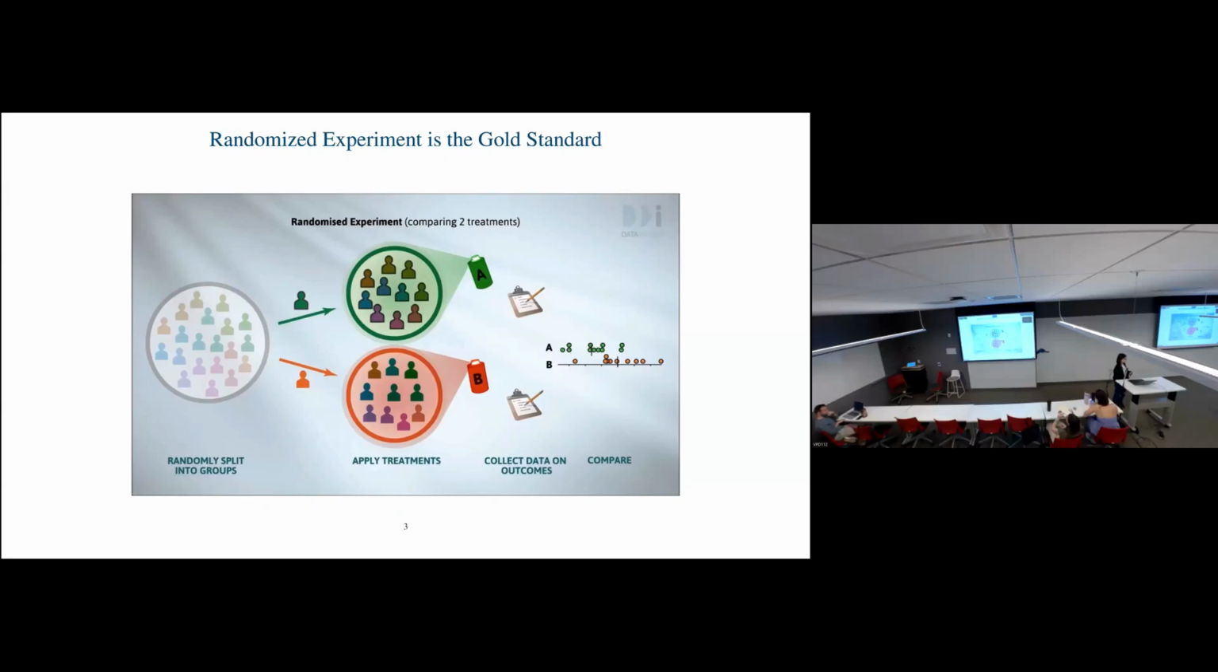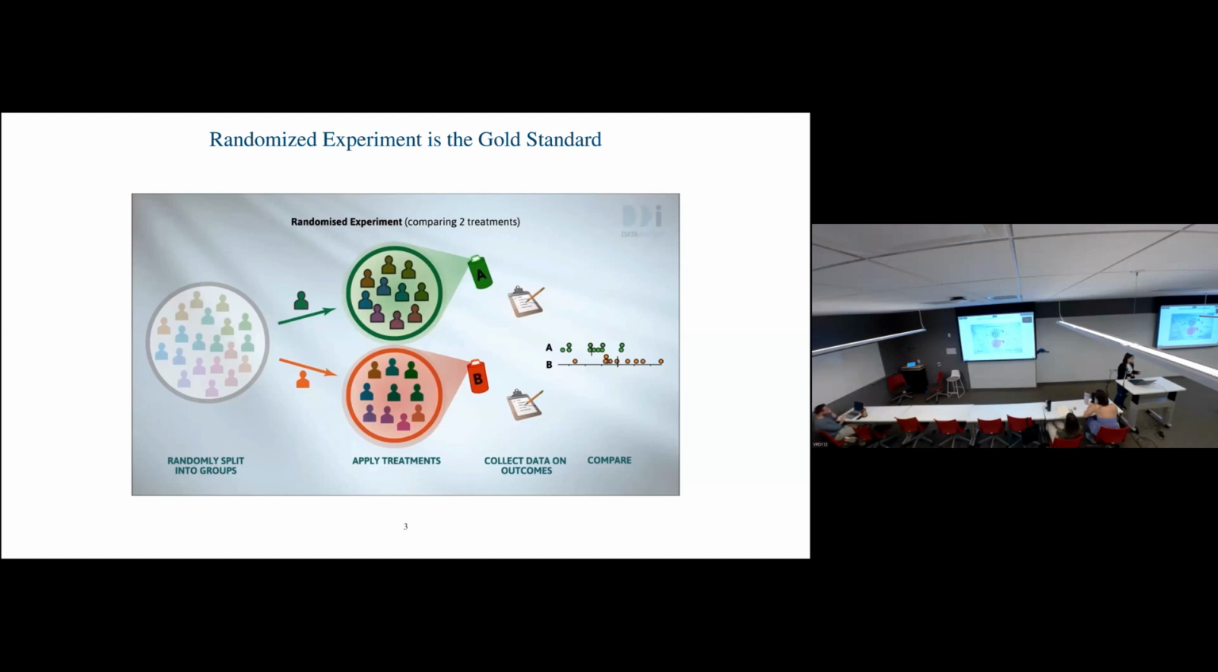randomized. For example, here I have a schematic plot for a randomized experiment comparing two treatments. So we have a group of subjects randomly split into two treatment groups, right? Apply A and apply B. Because of this randomization, treatment groups are comparable on average. So we can compare apples to apples. During the follow-up, we can collect their outcome and directly compare their outcome.